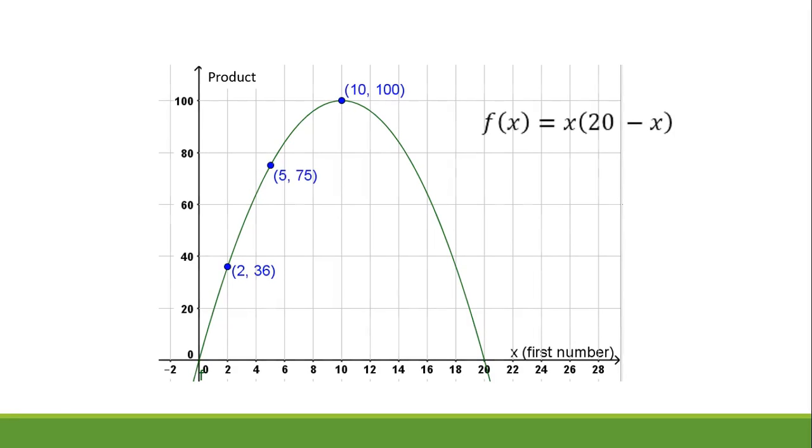Here's a graph of the function. Now, just as we expected, it's a parabola that opens down. The horizontal axis represents the value of x, which was our first number, and the vertical axis represents the product of those two numbers. The other thing you can notice is that the vertex is at 10, 100, which is exactly what we expected. We said that the maximum value occurs when our first number is 10, and the product of those two numbers, which were 10 and 10, is 100, which is our maximum value for the product.